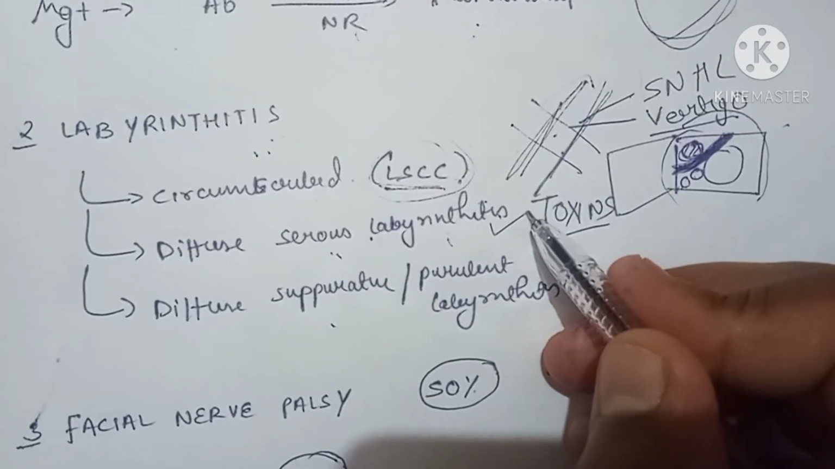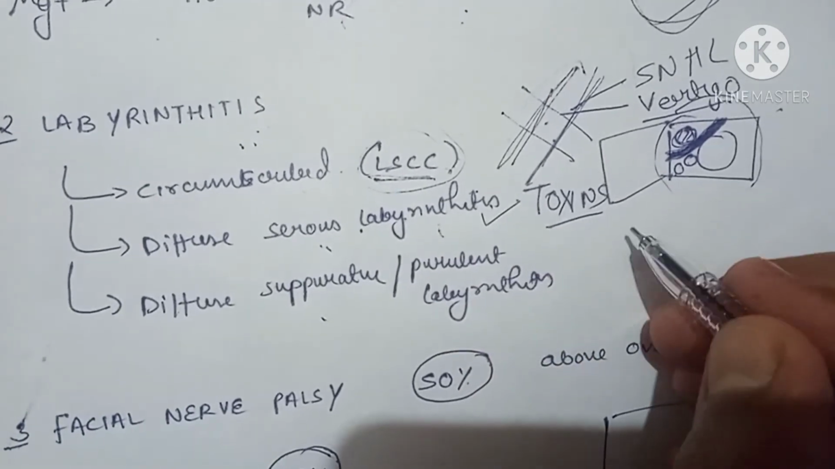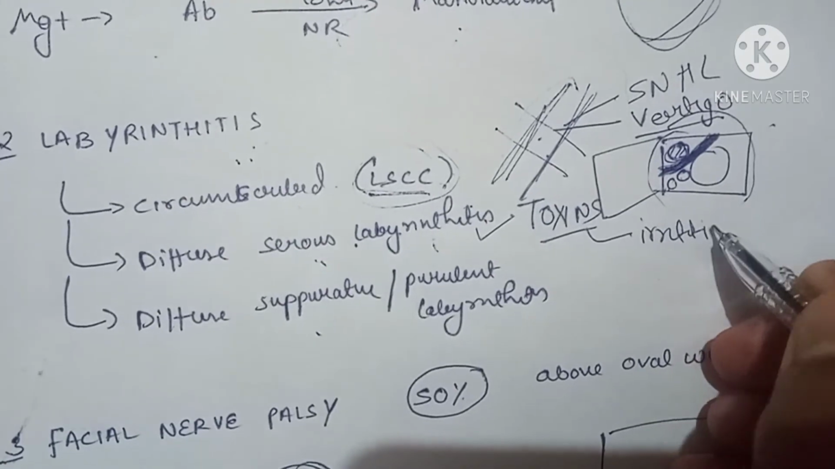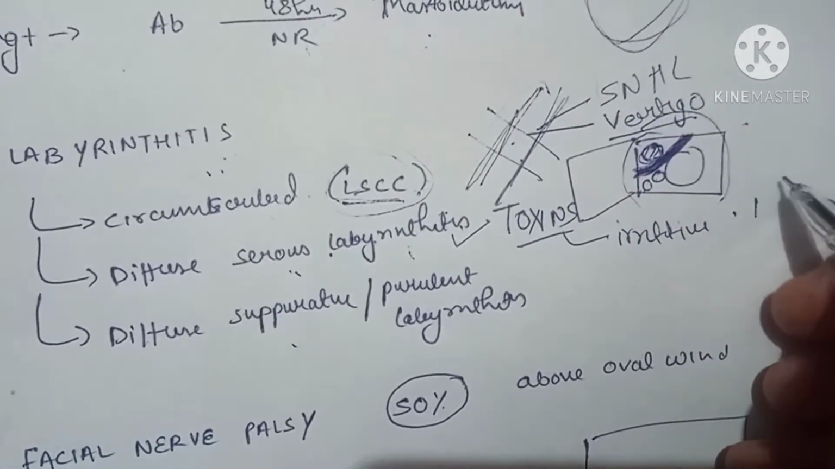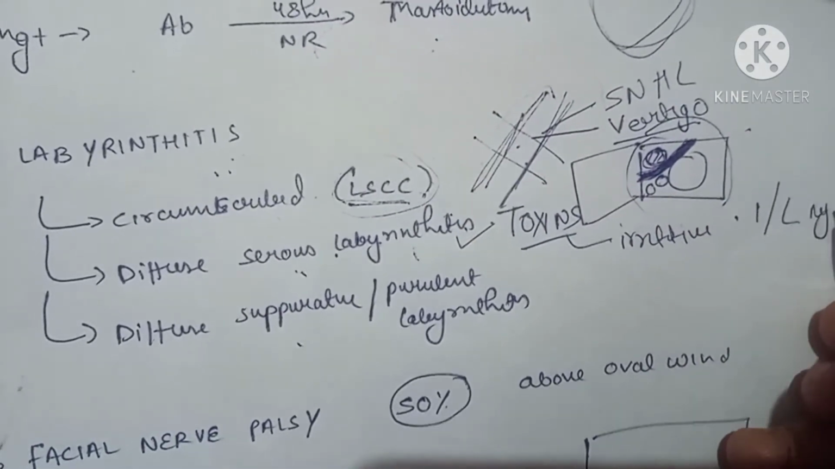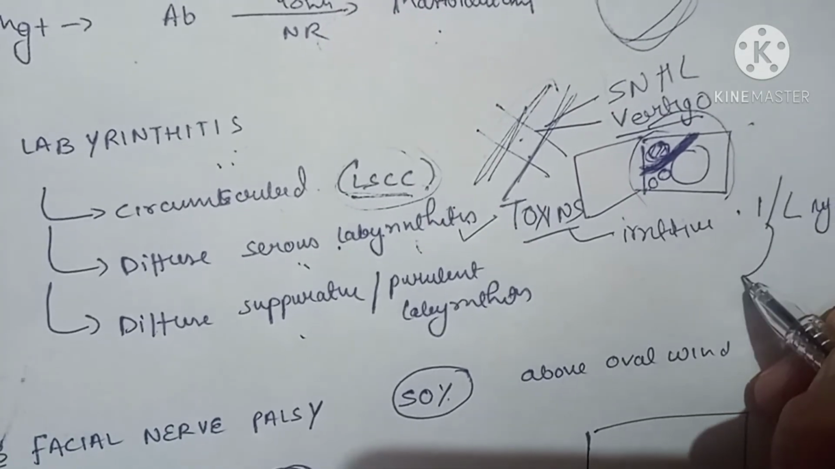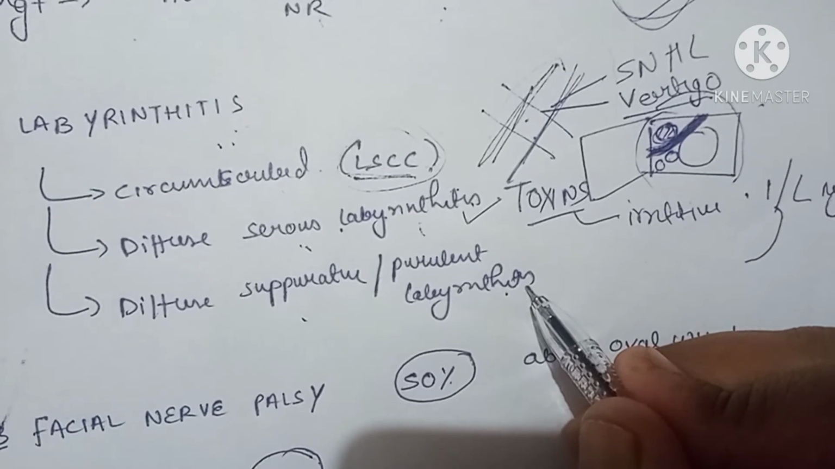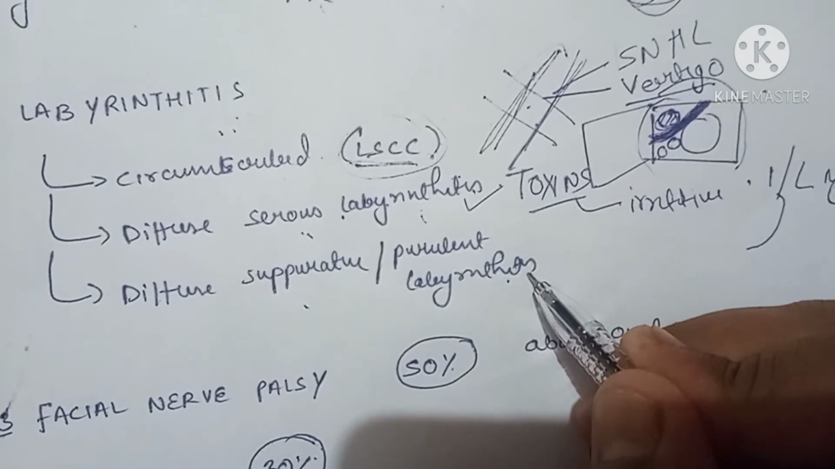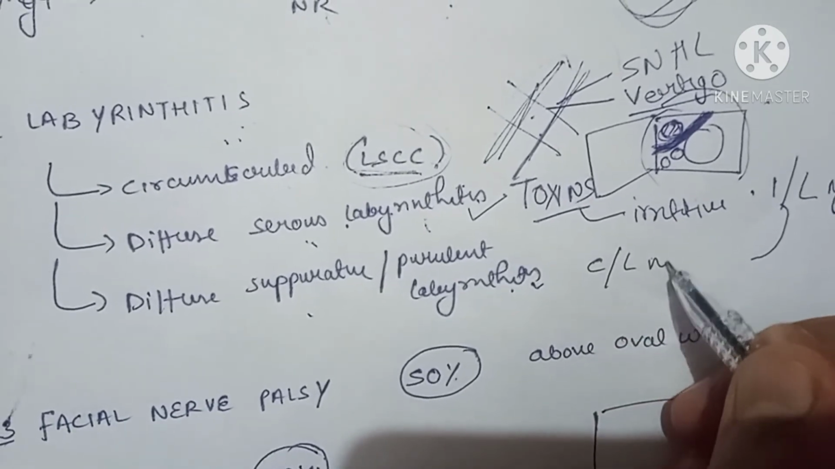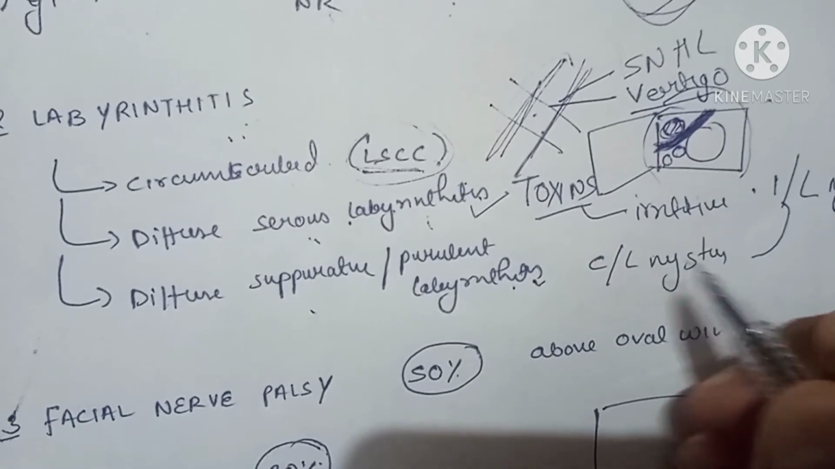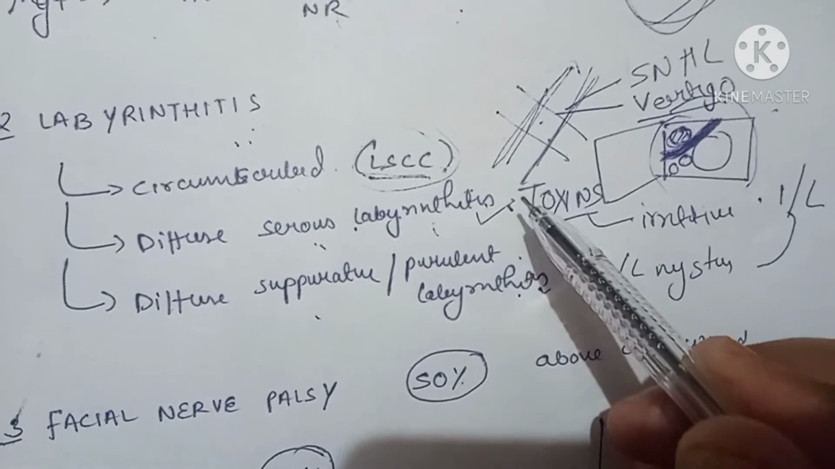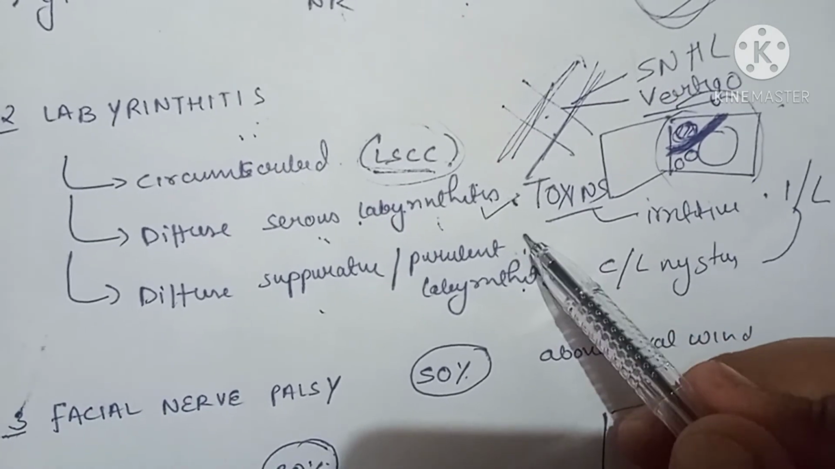Since this condition is not infective because of serous fluid, it leads to an irritative condition, and this is why in this condition we see an ipsilateral nystagmus. This is a differentiating feature from the diffuse suppurative type where there is complete destruction of the inner ear, leading to a contralateral nystagmus. Other features of vertigo and sensorineural hearing loss will be similar in these two.